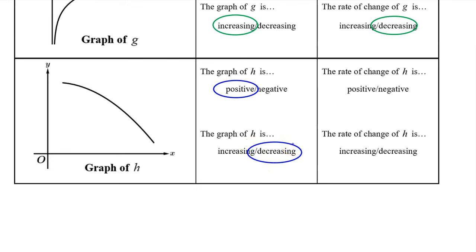How about the rate of change of h? Is it positive or negative? Well, if the original graph is decreasing, then the rate of change is negative. Is the rate of change increasing or decreasing? We can tell whether the rate of change is increasing or decreasing based on the concavity. H is concave down, therefore the rate of change is decreasing.